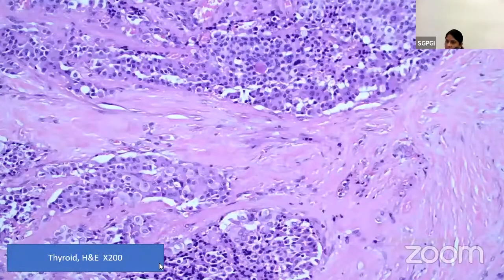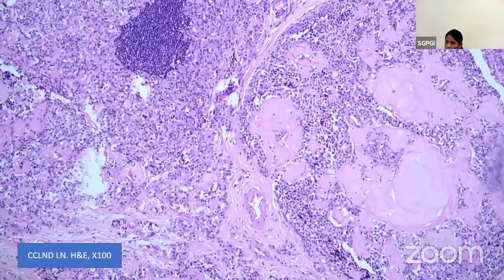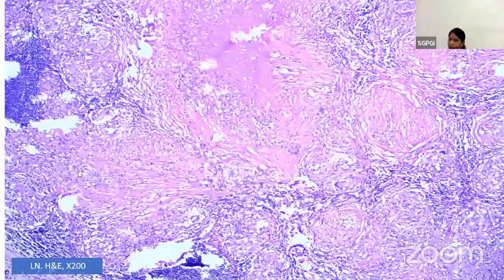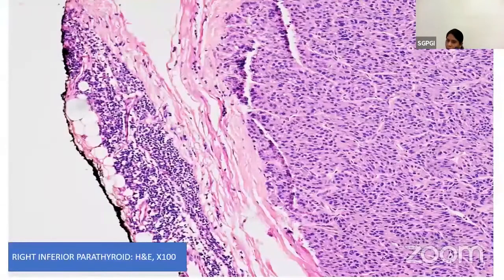And this is another area. Here we can appreciate this C cell hyperplasia transforming into the tumor. And this is a section from the CCLND lymph node showing the effaced architecture and tumor infiltration in the lymph node. This is a section from another lymph node showing multiple granulomas also. Section from the parathyroid showing the compressed part of normal parathyroid, and this is a hyperplasia of the parathyroid.